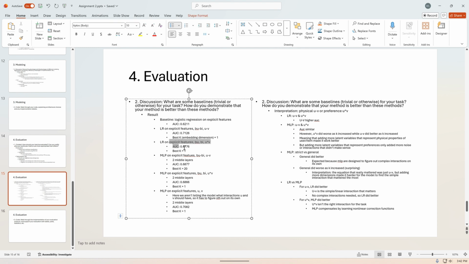So, this versus this. And why is that? U times V isn't the right interaction for the task, is my interpretation. The MLP compensates for this by learning nonlinear correction functions, which is why the MLP did better for U times V.